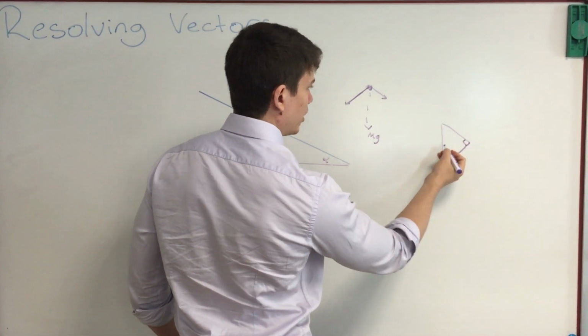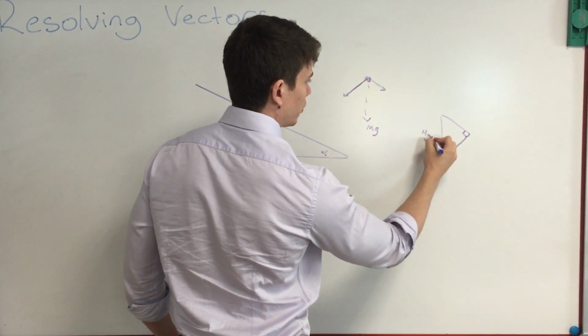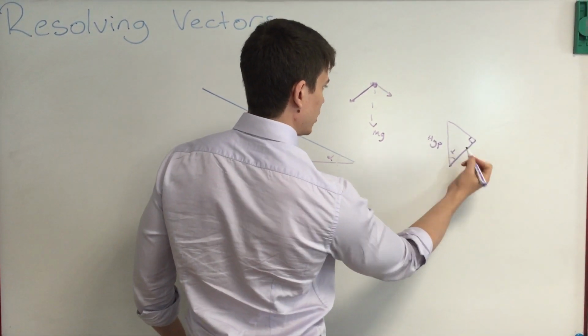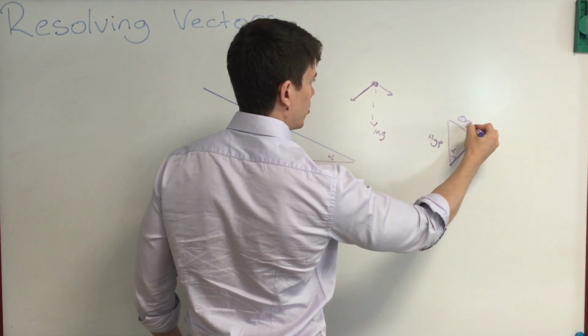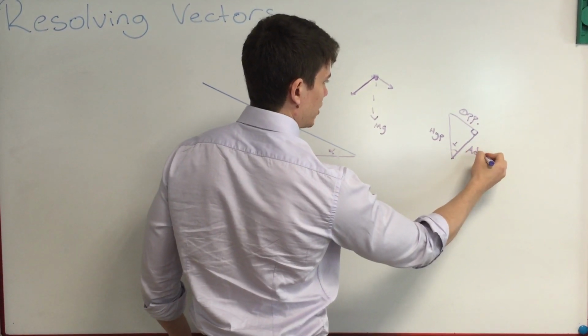And because we have this triangle here, we're going to draw that triangle again. And this is our right angle. This now is our hypotenuse. This is our angle alpha. So this is the opposite side, and this is our adjacent side.